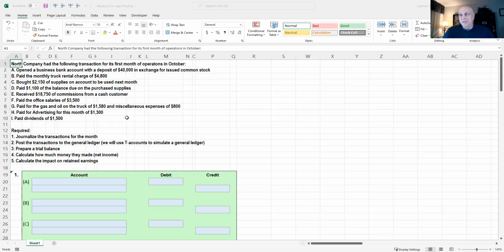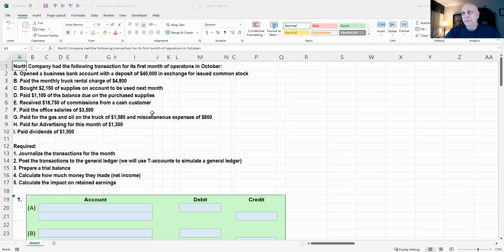Let's see right here. Okay, just see it up on the screen. I'll make it a little bigger so you can see it. We have a series of transactions for North Company. North Company had the following transactions in its first month of operations in October. They open up a business account with a deposit of $40,000 in exchange for issuing common stock. And I just label these A, B, C, D, E, F, G, H, I instead of October 3rd, 4th, 5th, whatever. I just made it A through I for simplicity's sake. But normally these would have dates.